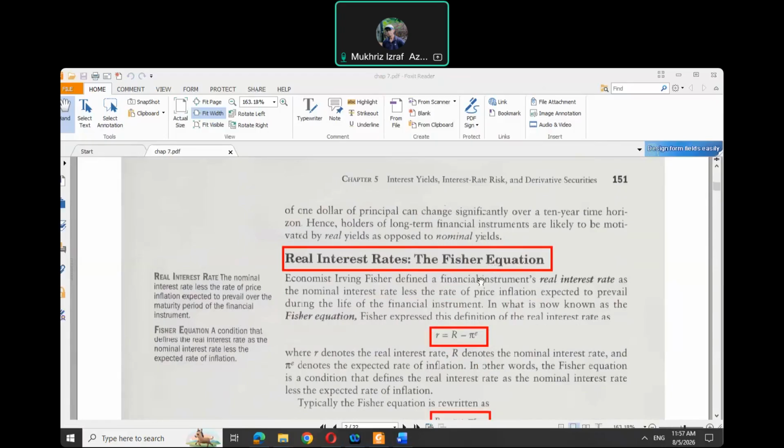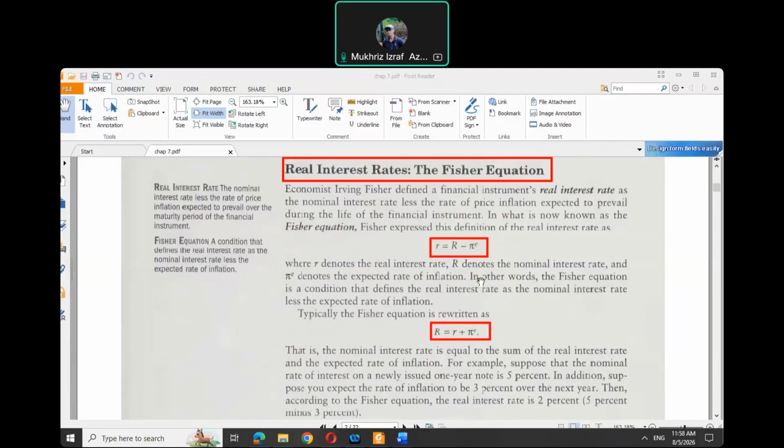What is the Fisher equation, how you prove the construct of the Fisher equation, and how you actually apply the Fisher equation to achieve the equilibrium with regard to two countries' inflation and expected exchange rate. Okay, so let's take a look at the textbook first. So first, what is the Fisher equation?